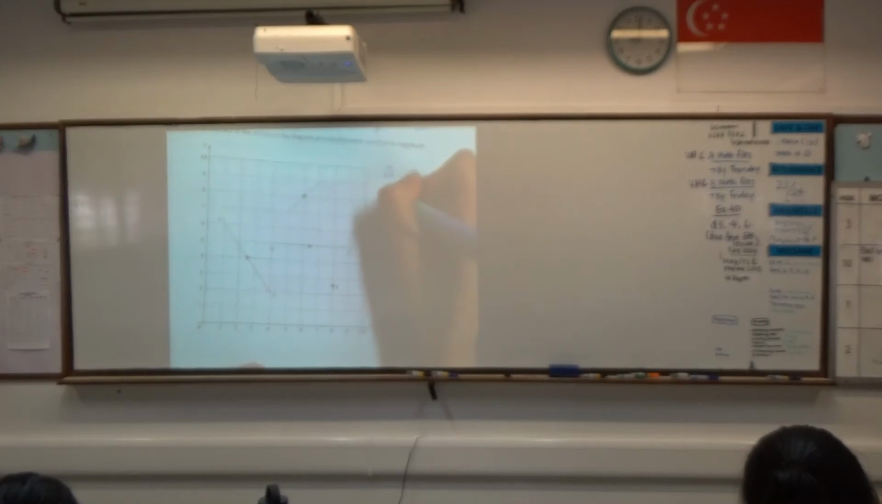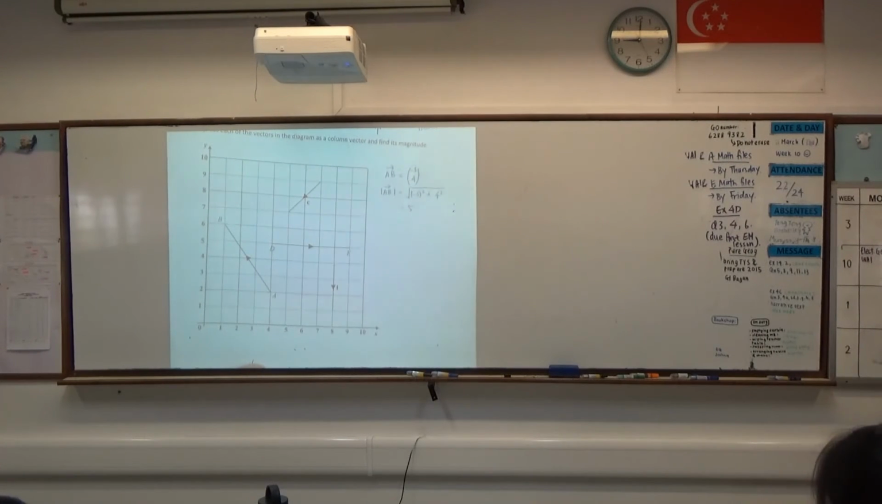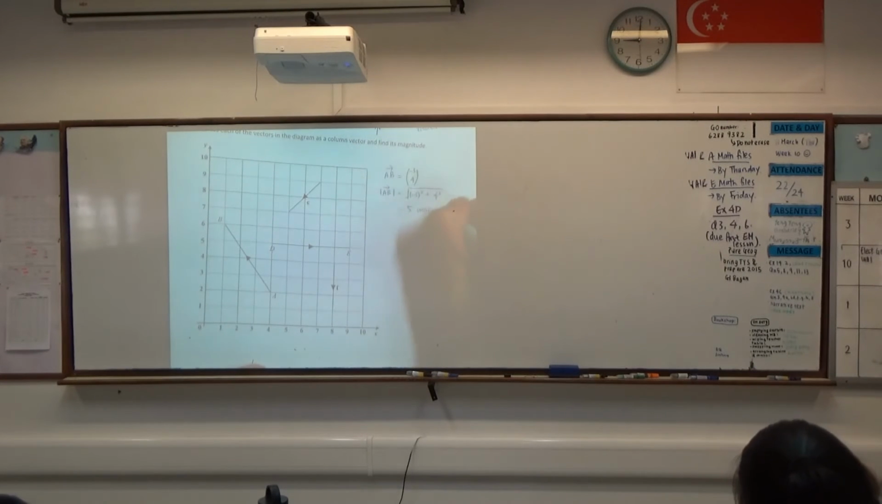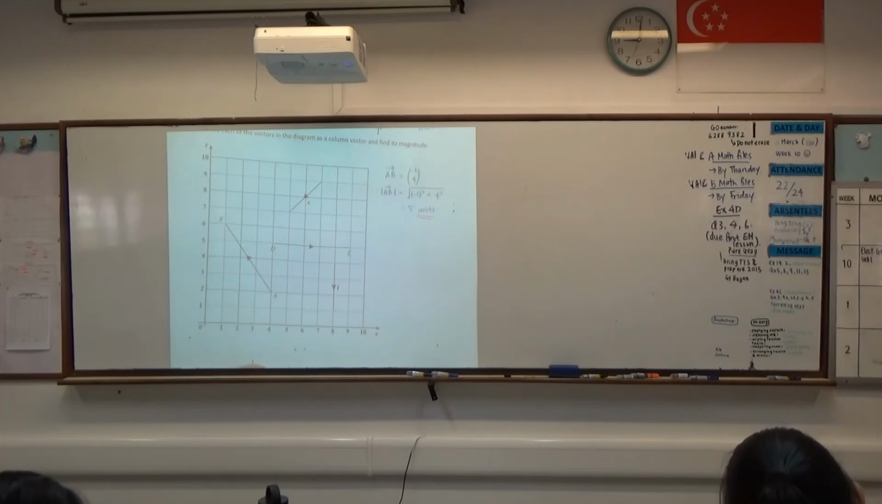Then the magnitude of AB will be taking negative 3 squared plus 4 squared. That will give us 5. Because we're talking about magnitude, it is 5 units. So please write down the word units.